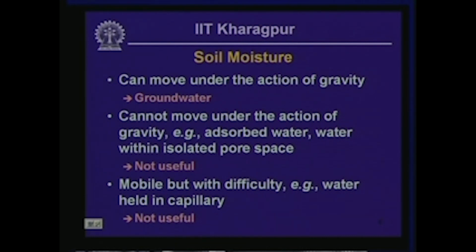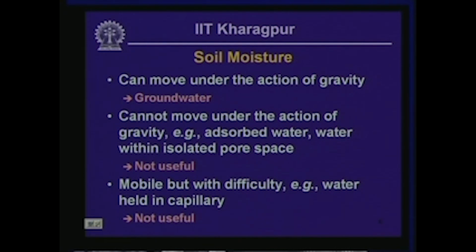is called groundwater. And also we have learned a portion of soil moisture cannot move under the action of gravity, and this is the proportion of moisture which is adsorbed on the surface of the soil solids, or the water which is locked within isolated pore space. This particular proportion of soil moisture is not useful as far as human need is concerned.